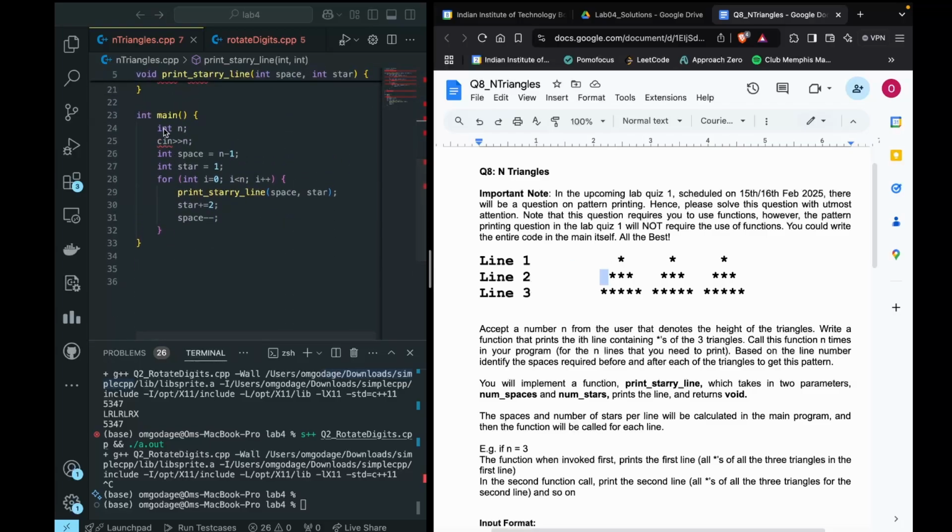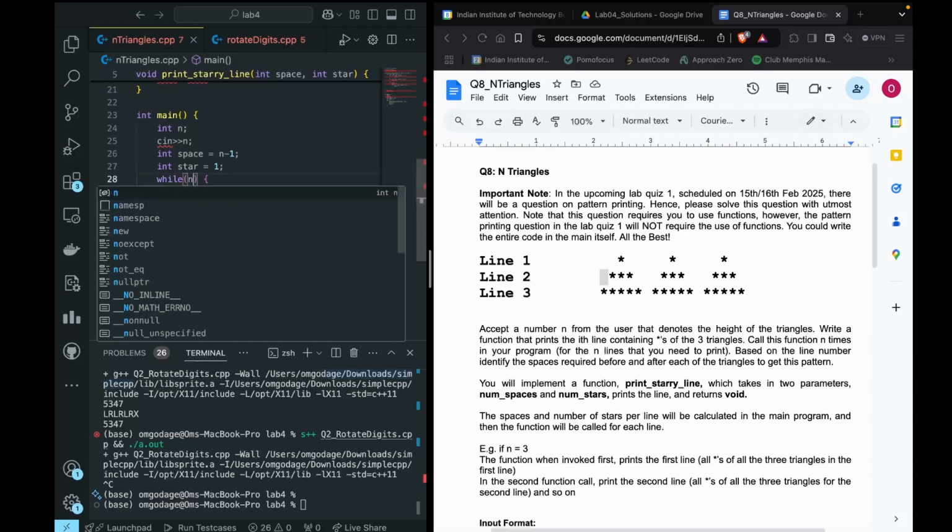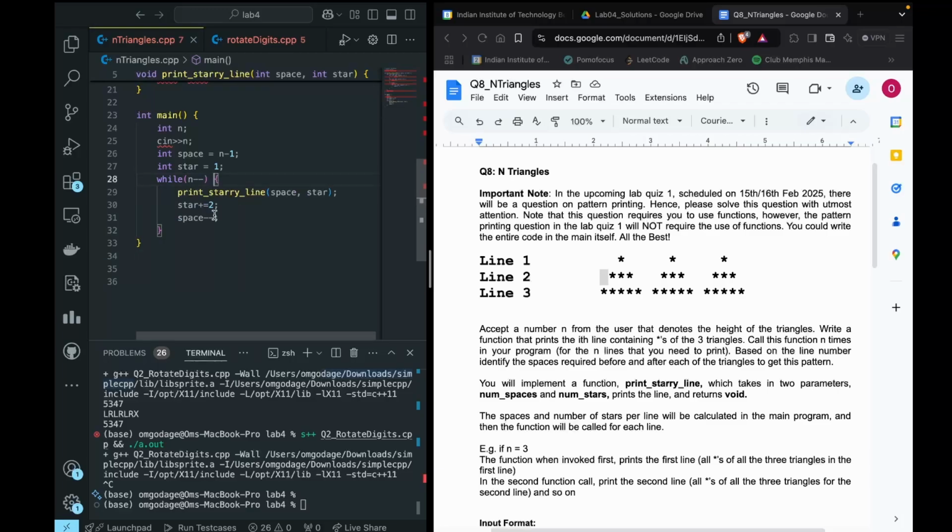So here is the main program. You have an integer n, you take it as input, and then spaces start from n minus 1 and stars start from 1, and then there's a loop, and you print this line, then you increment stars by 2 and you decrement spaces by 1. Okay, I'll just make this while n minus minus. So yeah, this is how your main function should look, and I think this makes sense.